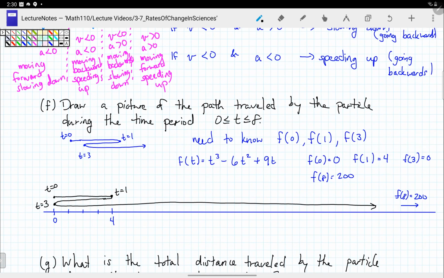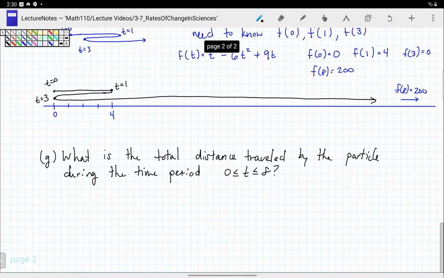Okay. The last thing is the total distance traveled by the particle during the time period. Now, you might be tempted to say, well, it's 200 meters because f of 8 is 200 and f of 0 is 0. And that is not the total distance traveled, because as you see, we went forward and then backward and then forward again. So those first 4 meters were actually counted 3 times.